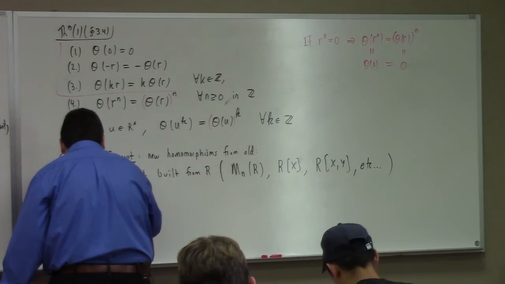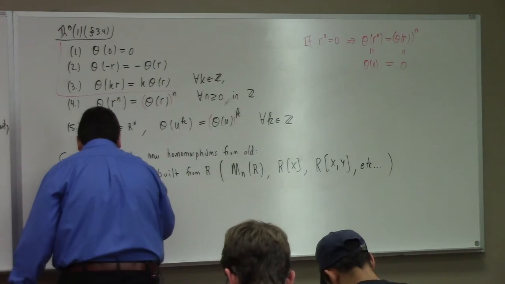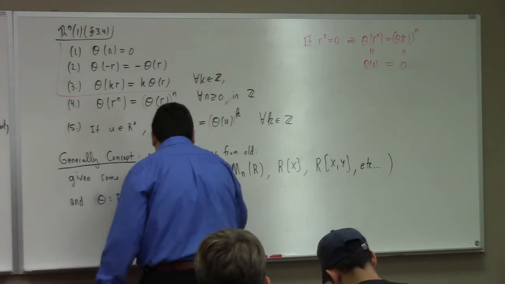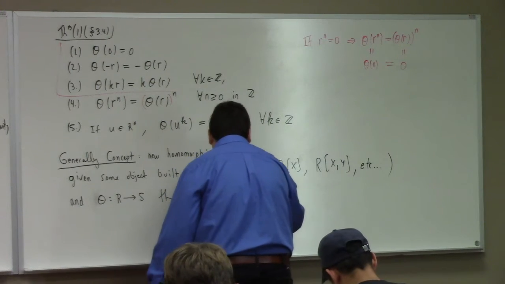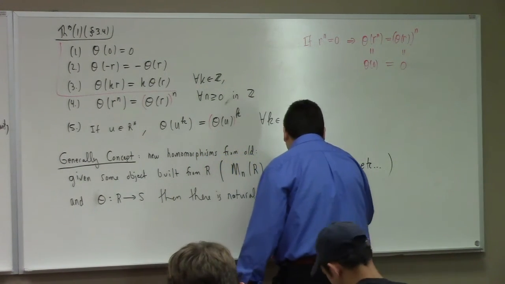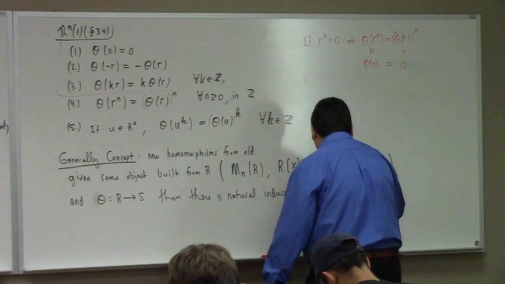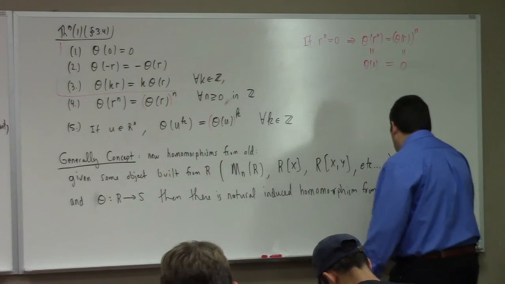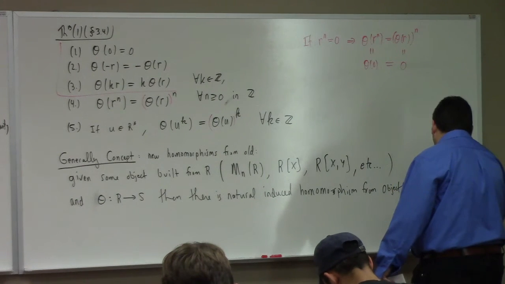If you have that kind of thing, and you have another homomorphic ring, suppose you have, well, I'm sorry, we're using theta, aren't we? If theta is a ring homomorphism from R to S, then there is a natural induced homomorphism from object R to object S.